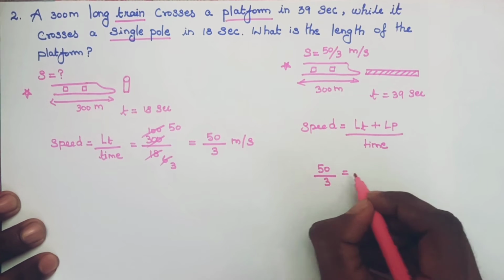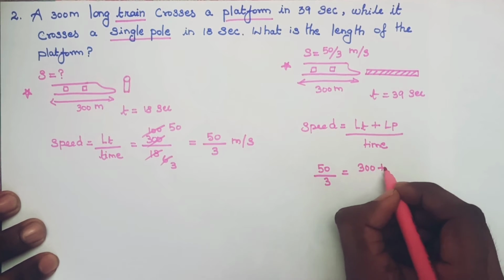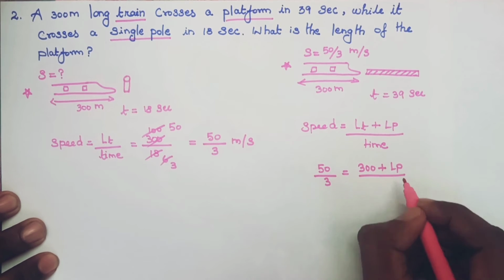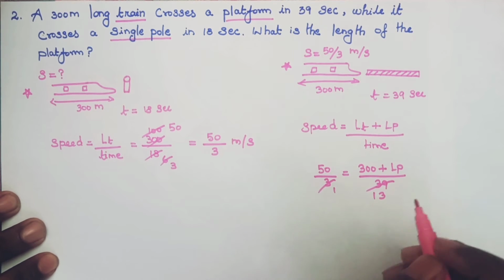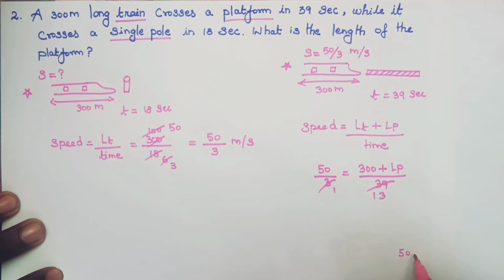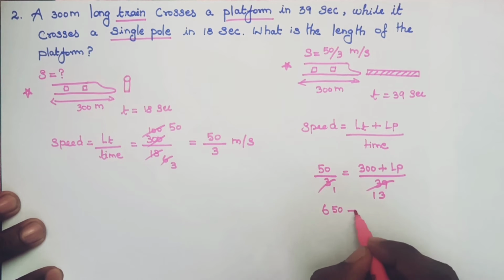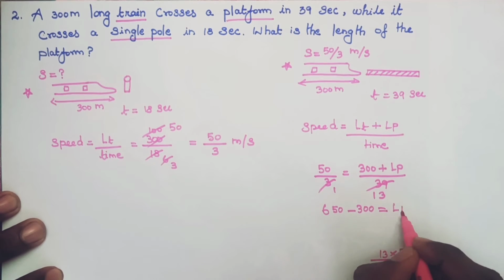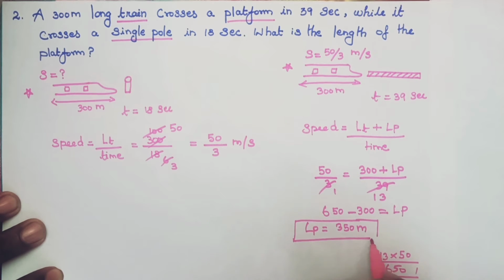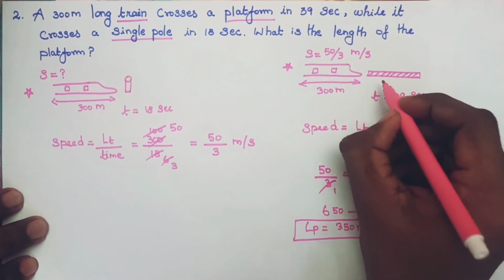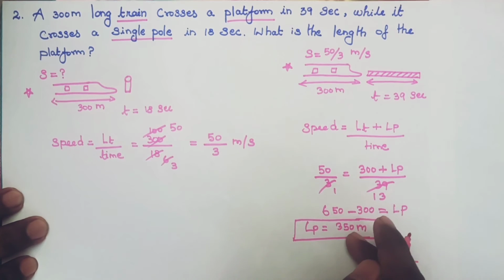50 by 3 equals length of the train 300 meter plus length of the platform, which we have to find, divided by 39. Simplifying, 50 into 13 is 650. 650 minus 300 equals LP. Finally, LP equals 350 meter. So we have found the length of the platform, that is 350 meter.